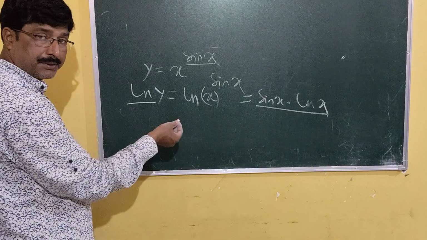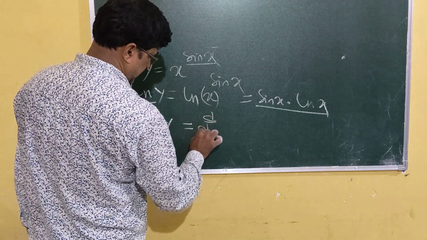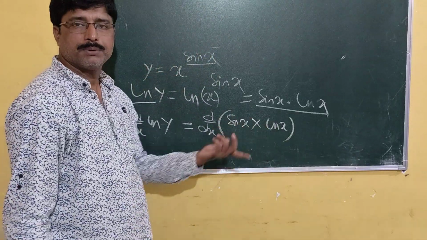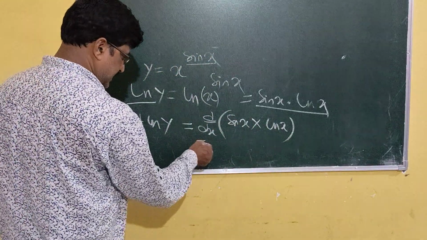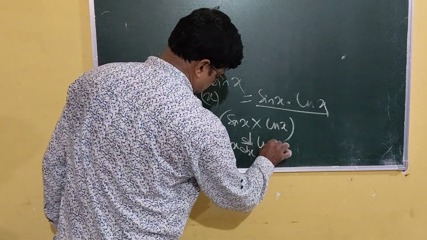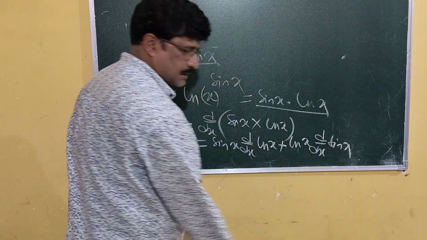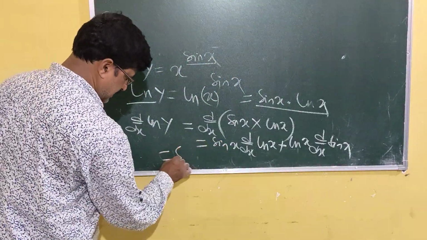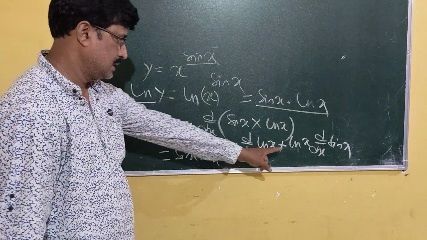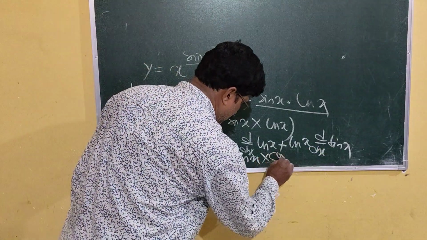So taking derivative on both sides, that means d by dx of ln y is equal to d by dx of sin x into ln x. So it comes to u into v form. What does it give? It is equal to sin x d by dx of ln x plus ln x d by dx of sin x. The derivative of ln x is 1 by x, plus ln x into the derivative of sin x, that is equal to cos x.